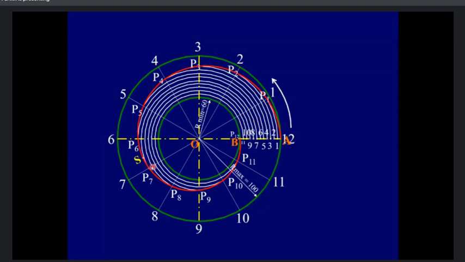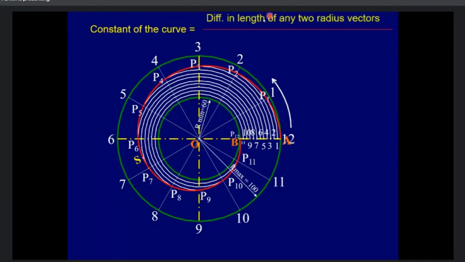Now for the normal and tangent, take any point S. Okay, very first thing, as you know, we will find the constant of the curve: the difference in the length of any two radius vectors divided by the angle between them in radians. We have taken OA minus OP3. You can take any two radius vectors. Here one radius vector is OA and the other I have taken as OP3.